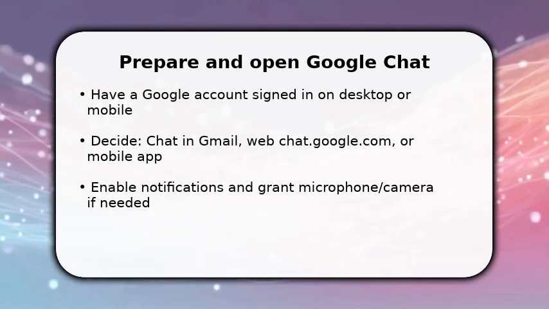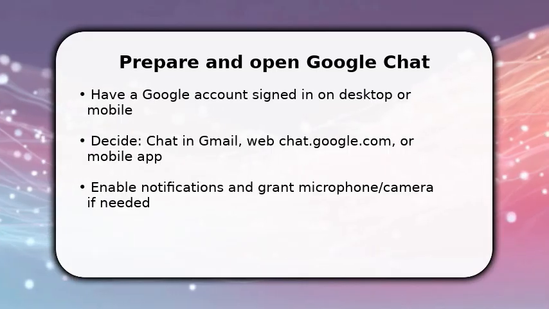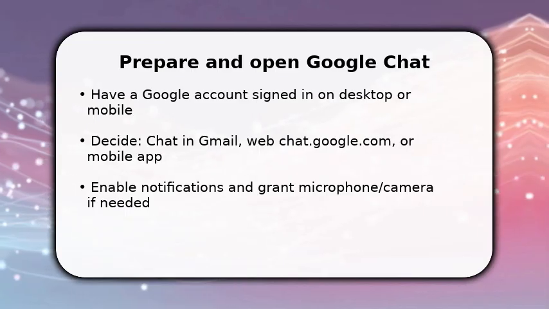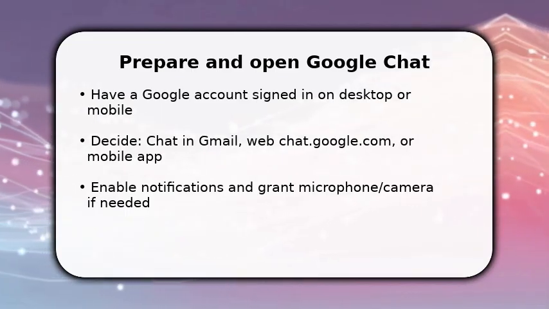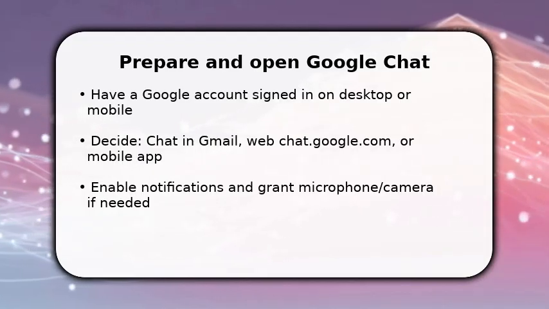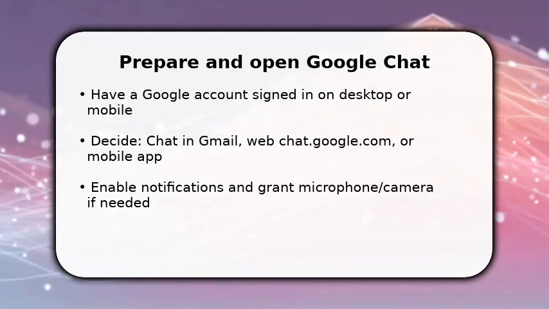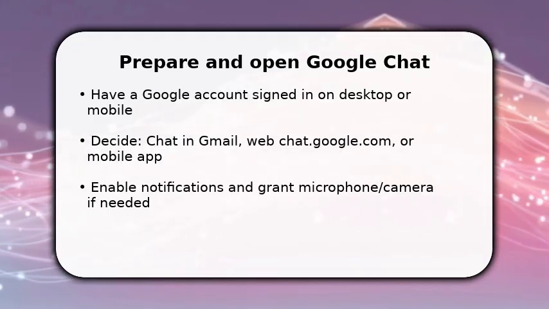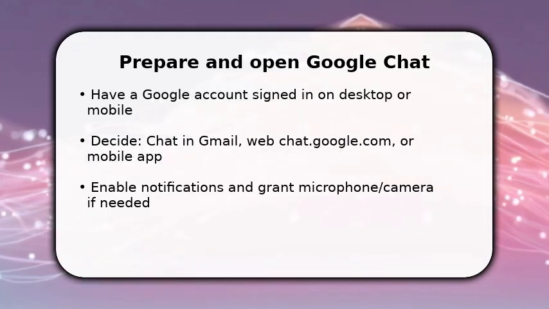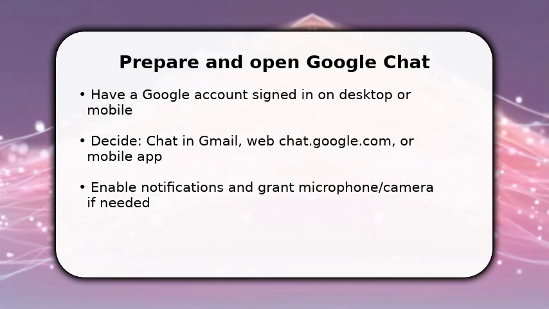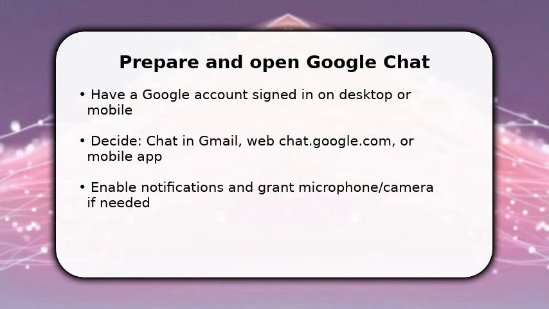You start by confirming you're signed into your Google account. This grants Chat access to contacts and spaces. Open Gmail, chat.google.com, or the Google Chat app. Pick what fits your workflow. Once done, allow notifications and microphone/camera permissions if you plan to call. This avoids interruptions later. Make sure your browser or app is updated so features behave predictably. These steps get you into the right environment quickly and reduce permission friction.